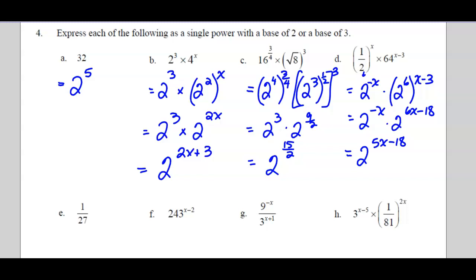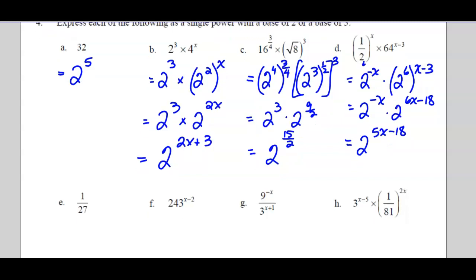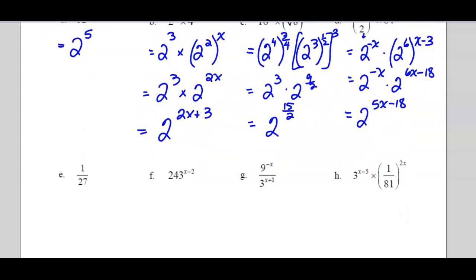Okay. The next row is all with base groups. Same types of questions, so I'm going to leave that for today. And then we're going to do question 5B. Same kind of thing. Express with a single power. You want to convert those radicals to powers.